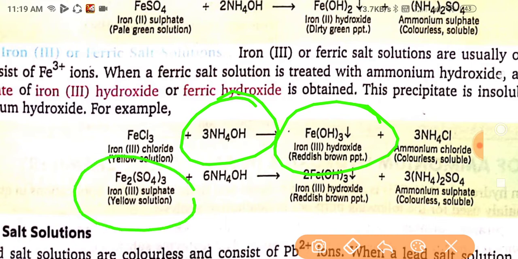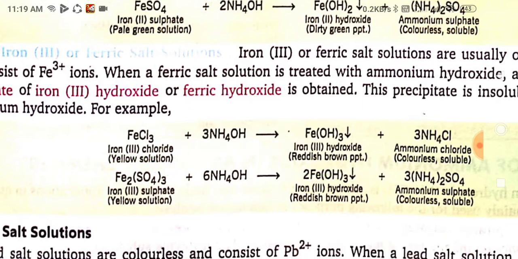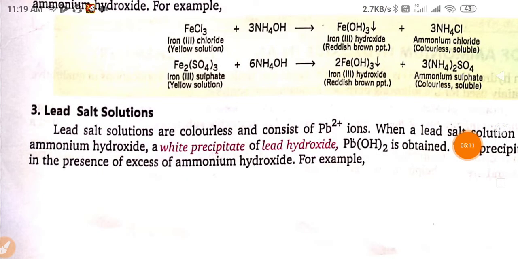And then iron sulfate reacts further with ammonium hydroxide and forms iron hydroxide, reddish brown precipitate, and ammonium sulfate, which is colorless and soluble. Now we see what will happen when lead salt solution reacts with ammonium hydroxide.